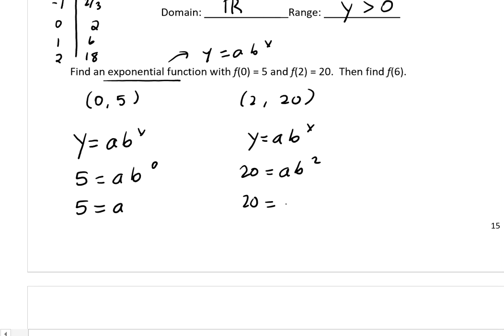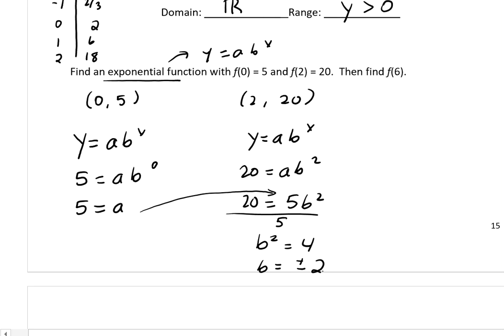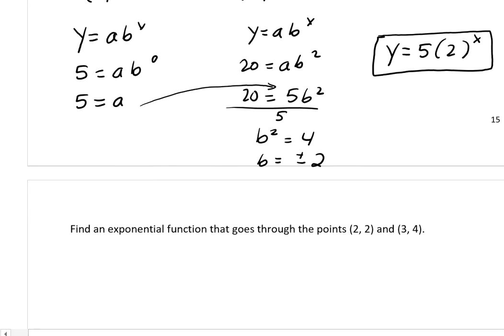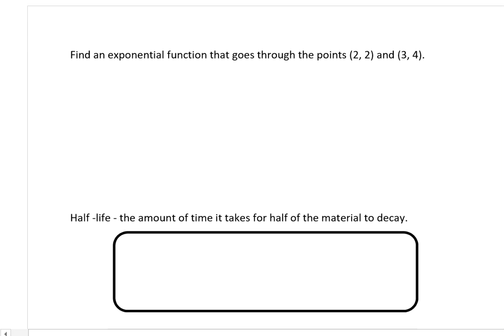Then I'm going to take that value for a and substitute it in here. Divide by 5. B squared is 4. So b is either positive or negative 2. But we know from the rules of exponential functions that b can't be negative. So we're going to say y equals 5 times 2 to the x. If b was negative, then you'd see that ping pong back and forth between positive and negative and not get a nice continuous function. Take a moment and try this one, finding an exponential function that goes through these points. It's a little trickier than the last one.